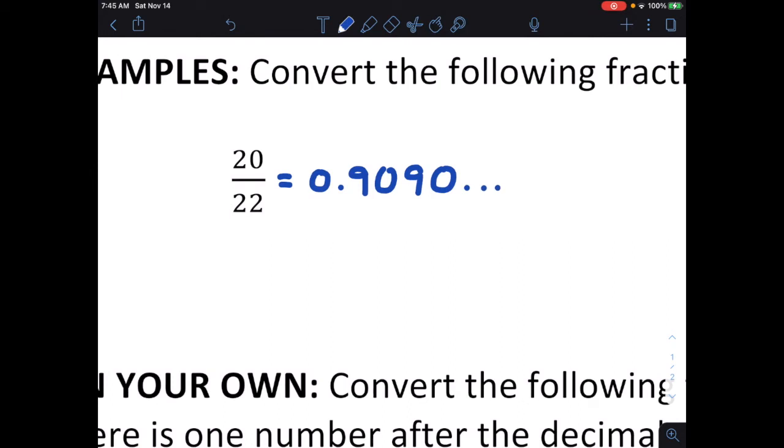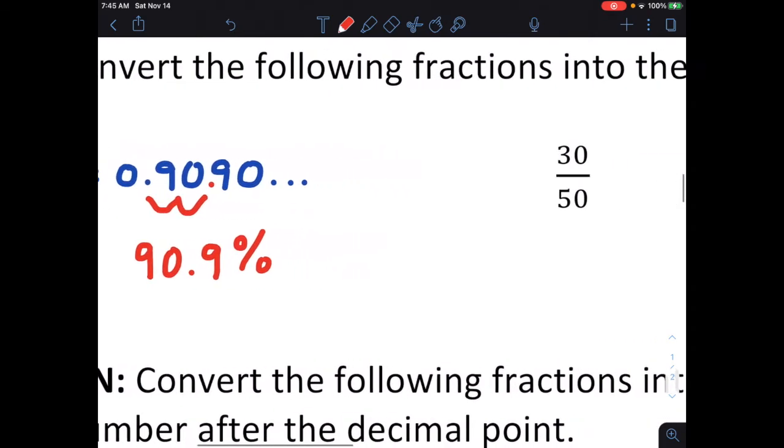So what we want to do is convert that into a percent. We're going to move that decimal forward 2 places, and it's going to end up right there. So we have 90.9%. And I'm going to leave it like that. I suppose I could round this and call it 91%, but I like the precision of 90.9%. Okay. All right, let's keep going.